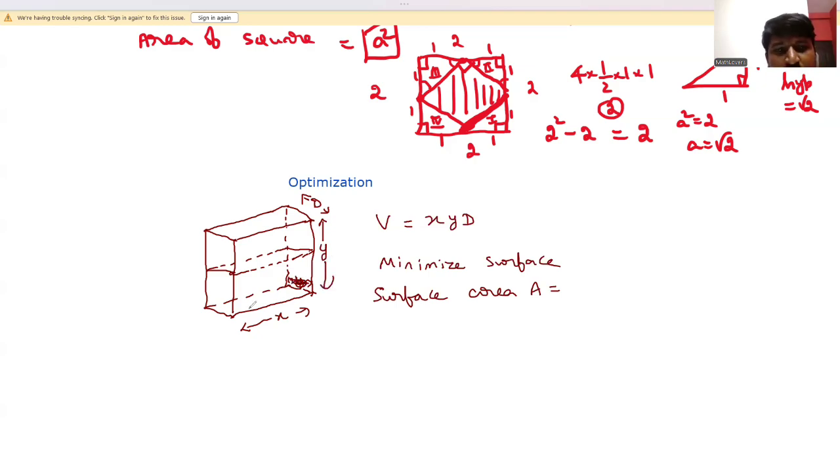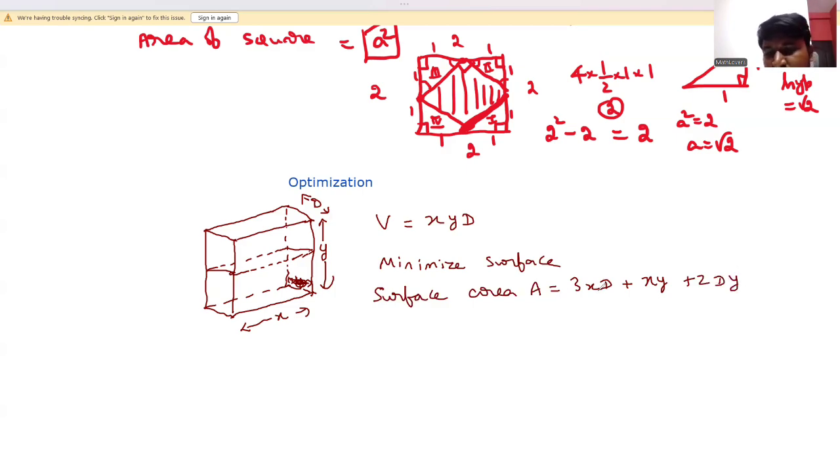This is d, right? So the bottom rectangle is x into d, top rectangle will be x into d. This middle one will also be x into d. So altogether there are 3xd. Coming to the back surface, it will be x into y. And the side rectangles will be d into y, so 2dy.